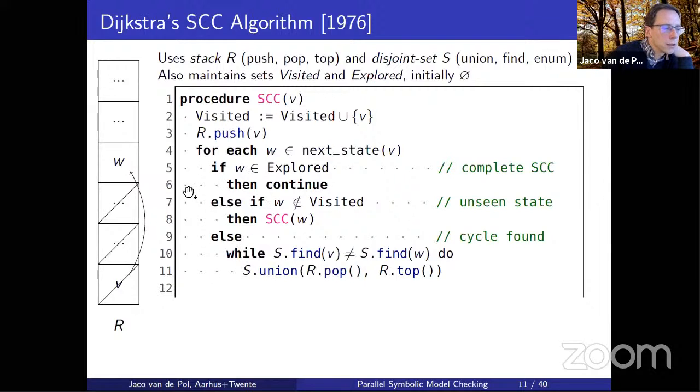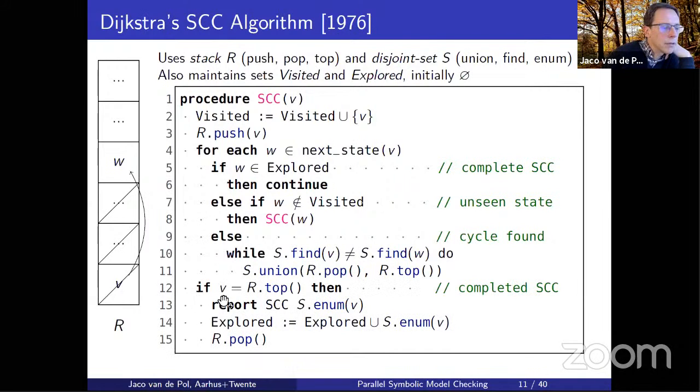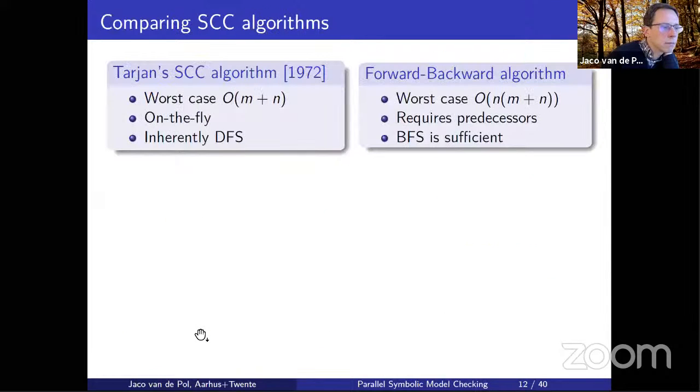So after doing this, we check if V is still on the stack. So in this example, it's not because we popped all of this, but maybe when we backtrack from W, it might still be on the stack. And if it's on the stack, so if the V that we are handling here is still on the stack, then we have found a complete SCC. So we can report it and we can extend this explored set with S. And then we pop R from the stack. Here we pushed, and here we pop from the stack. Okay, so that's in a nutshell Dijkstra's algorithm.